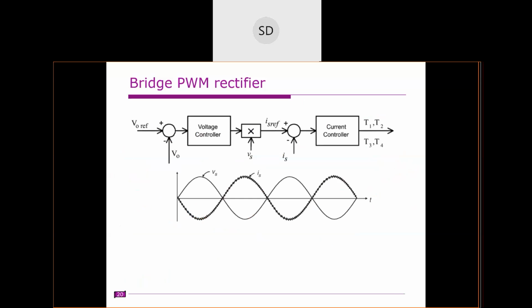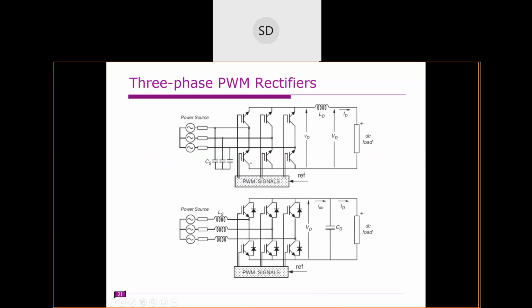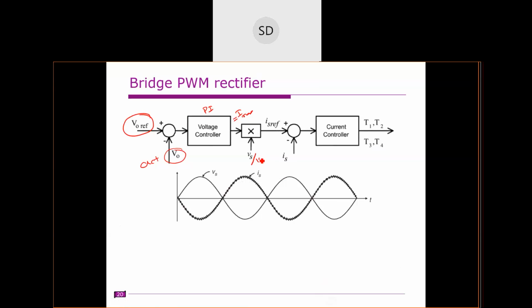Right. So we have this controller. The controller is same as previous one. So we have this reference voltage, and this is the actual voltage. Reference voltage minus actual voltage, and we have this voltage PI controller. So that will give you the I maximum. Right. So this I maximum we need to multiply with the sine omega t. So we need to change here. So this is Vs by Vm. So this is actually Vs of t by Vm.